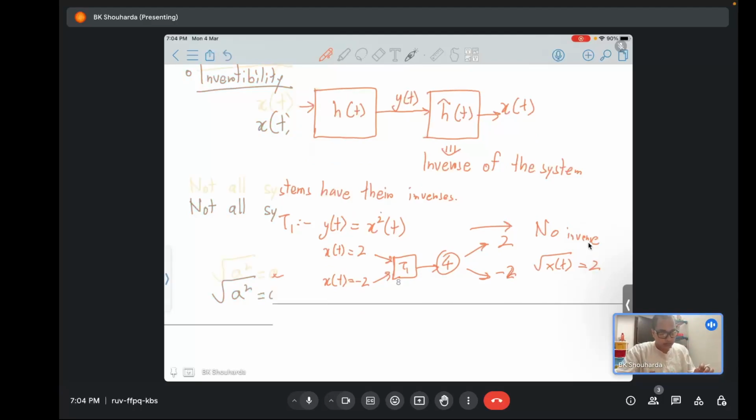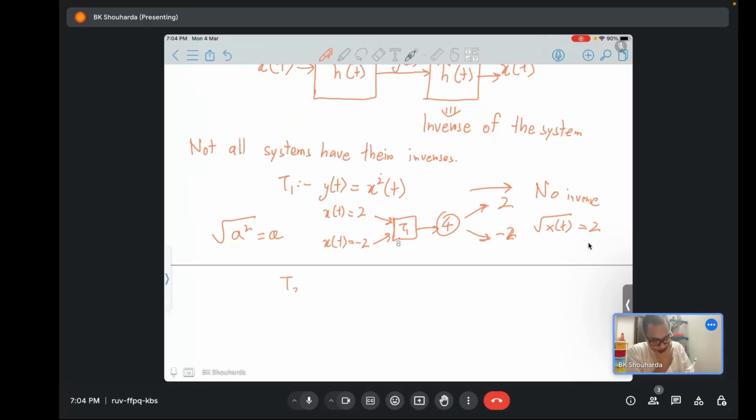Now let's look at y(t) as x of t upon 5. So what can our inverse be? You're dividing by 5, multiply by 5, easy, this is the inverse.